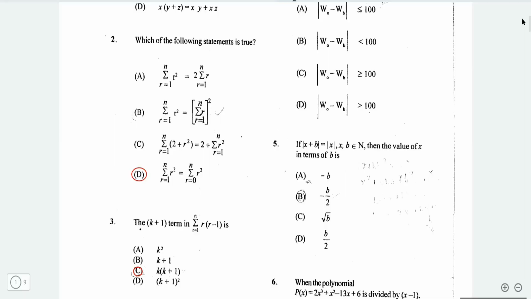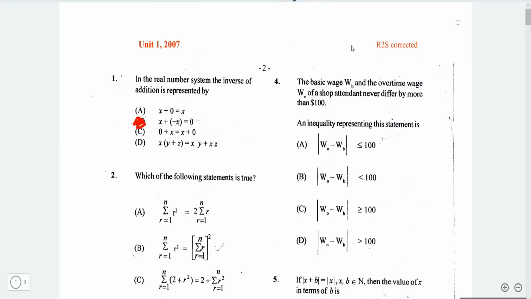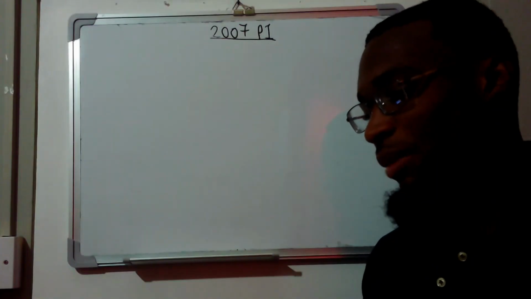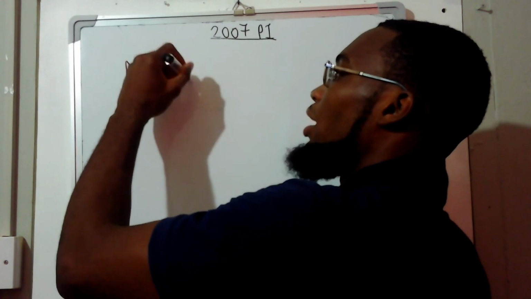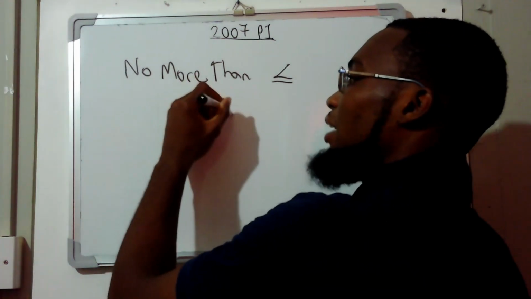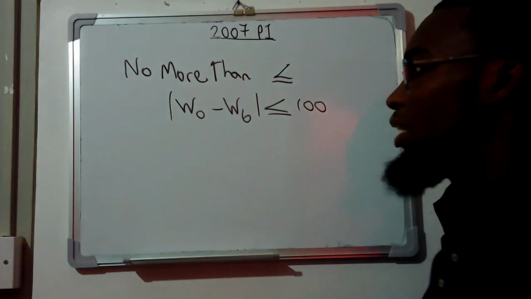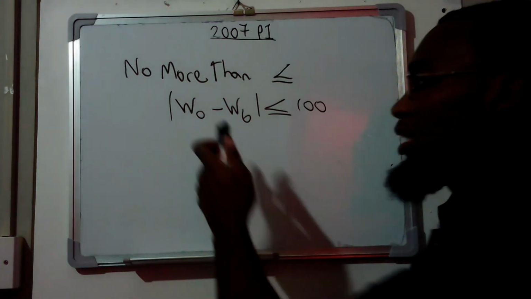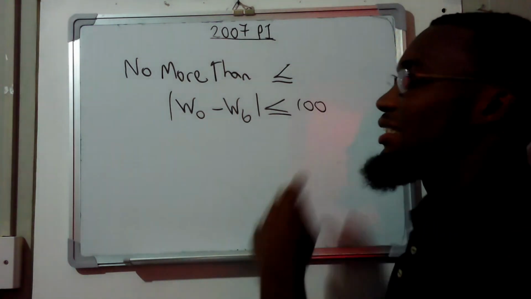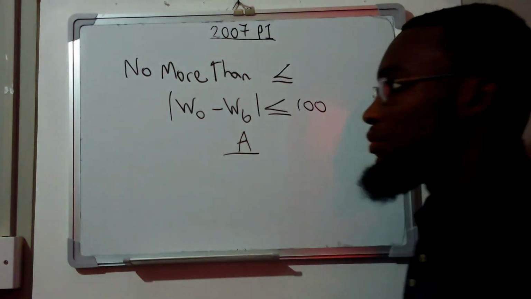Number 4 tells you the basic wage, WB, and the overtime wage, WO, of the shop attendant never differ by more than a certain amount. No more than means less than or equal to. So the overtime wage minus the basic wage, the difference between them, is never going to be more than that, so it's always less than or equal to. The difference between the two can be 95, 97, 50, but it can't be bigger than 100. It can equal 100, but can't be bigger than 100. And that looks like option A. That's number 4.